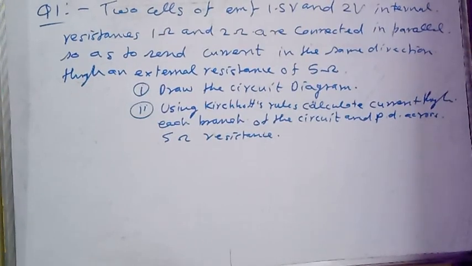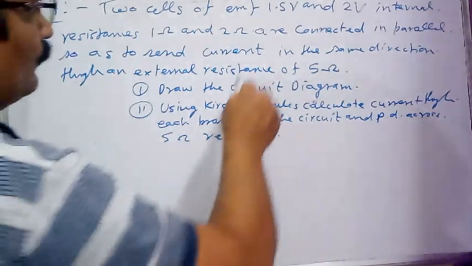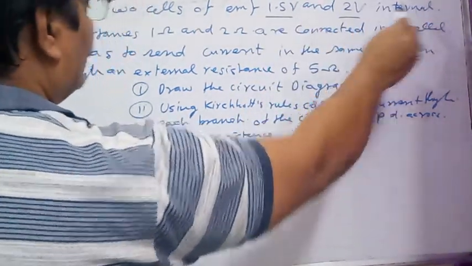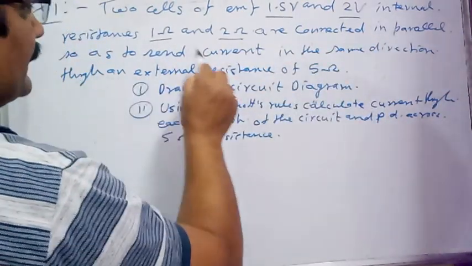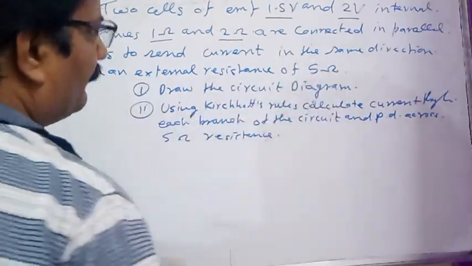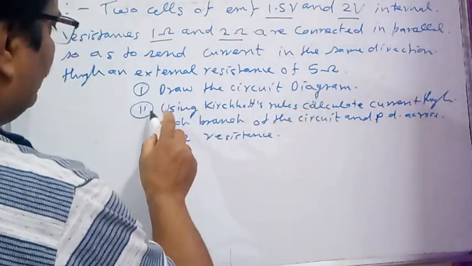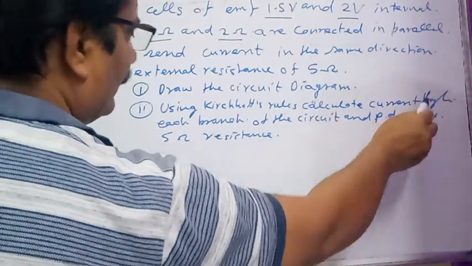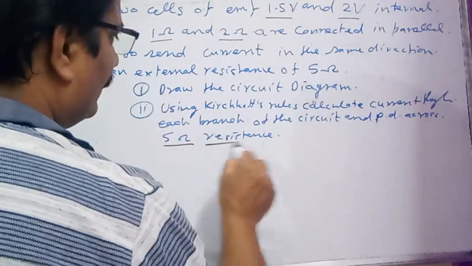So good morning students, see how you can solve numerical problems based on Kirchhoff's rules. This is a question. Given two cells of EMF 1.5 volt and 2 volt and internal resistances 1 ohm and 2 ohm are connected in parallel so as to send current in the same direction through an external resistance of 5 ohm. First part of the question, draw the circuit diagram. Second, using Kirchhoff's rules, calculate current through each branch of the circuit and potential difference across 5 ohm resistance.